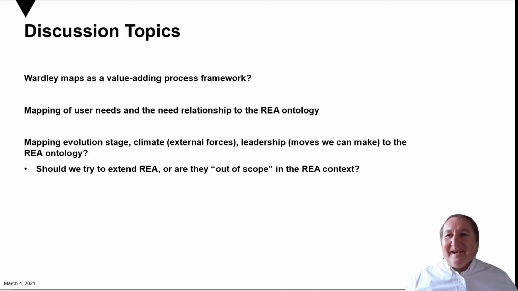So Jesper and I would like to hear some feedback. And firstly, what do you think about Wardley maps? Then is our analysis of the user needs correct? And we also said that stage of evolution, external forces, leadership, do not have corresponding elements in the REA ontology. So is it okay, or would it make sense to try to extend REA in this direction?